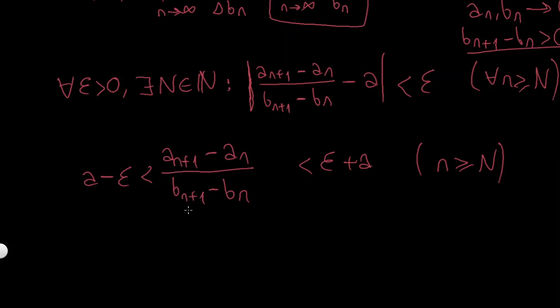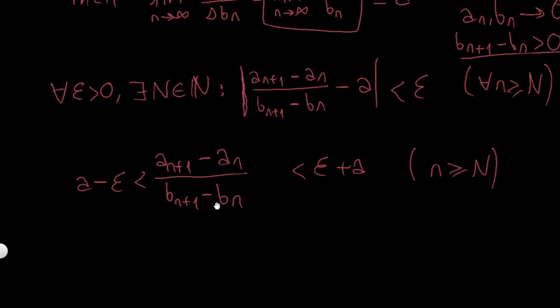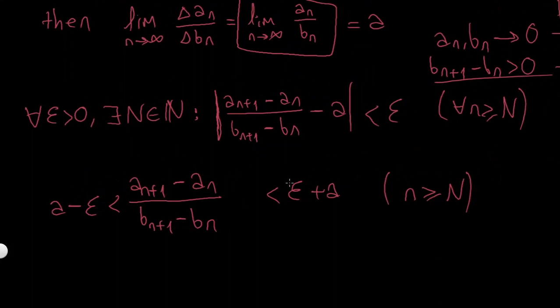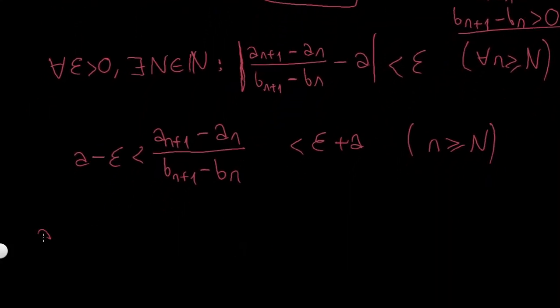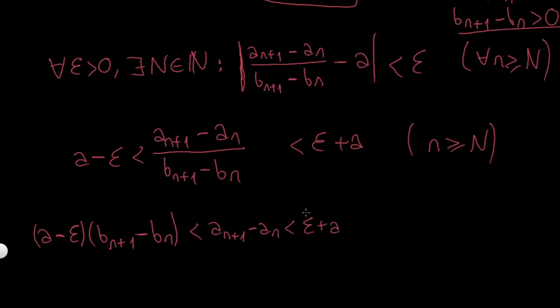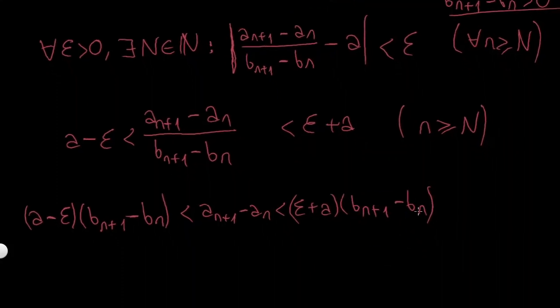Okay, I don't want to have something at the denominator. So let's multiply everything by b_{n+1} minus b_n. And since, like I said here, this is positive, the inequality won't change signs. I have a minus epsilon... Okay, cool. So this is again true just when n is greater or equal than this capital N.